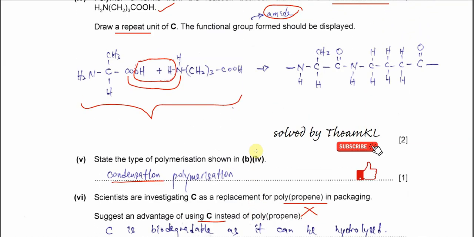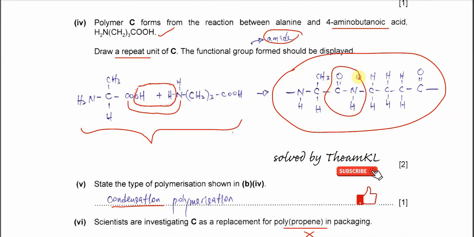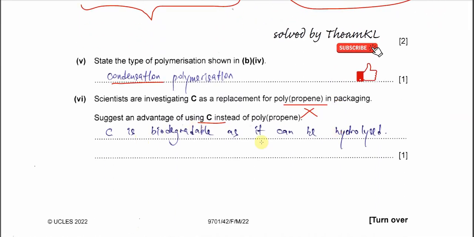So why the C means this one? Why is this polymer better? What is the advantage? Because this one has amide group. Amide group can undergo hydrolysis, so it can be degraded. That's why it's better. So C is biodegradable as it can be hydrolyzed because of the amide group.